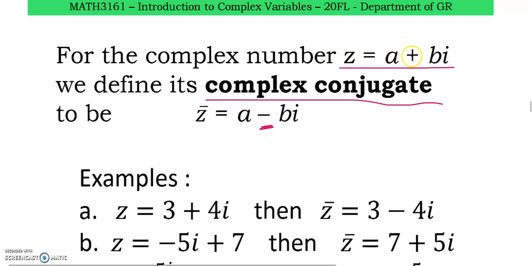Now z is a plus bi. The imaginary part is b. What is the sign of the imaginary part? That is plus. When you write the conjugate, put z bar. Conjugate means write the real part as it is, and change the sign of the imaginary part. So the sign of b is plus, and you change the sign, that is minus bi. So this is the complex conjugate of the given complex number.